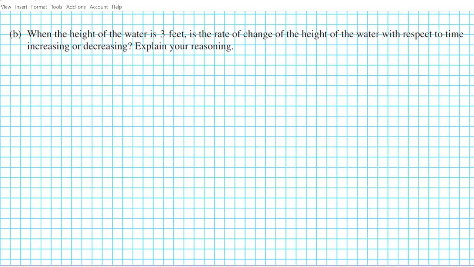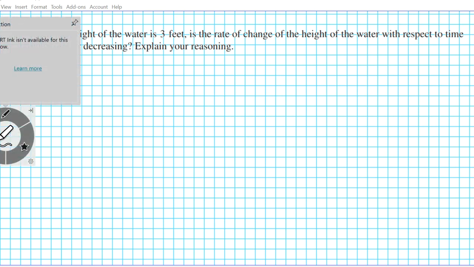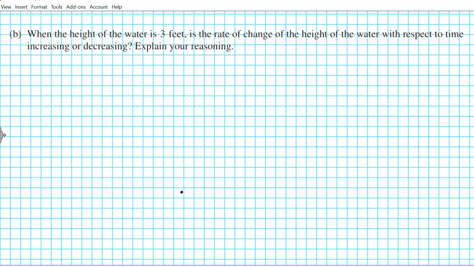Alrighty, let's take a look at the B part. It says when the height of the water is 3 feet, is the rate of change of the height of the water with respect to time increasing or decreasing? Explain your reasoning. So let's go ahead and see the tool in calculus that can help us to determine if the rate of change is increasing or decreasing. Okay? All right. So first things first, how do you know if a rate of change is increasing or decreasing, generally speaking? Let's take a look at that.